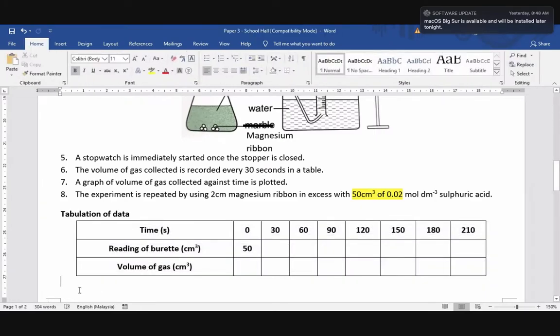Okay. So I don't think we have to draw the graph. That's it.